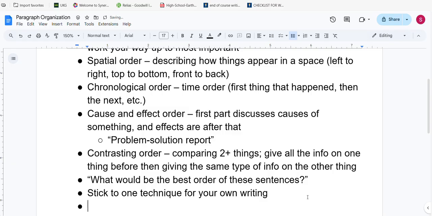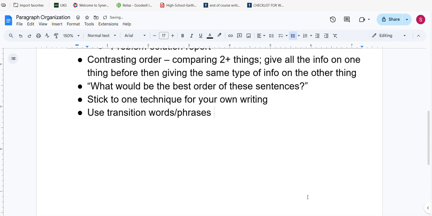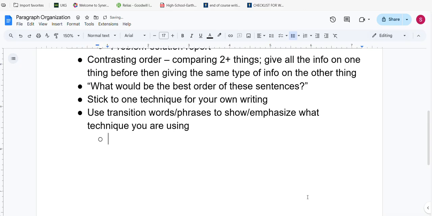So which one? Stick to one in your own writing. And then you use transition words or phrases to show what technique you are using. So like if you're doing chronological, you're gonna say things like first, after that, next, finally.